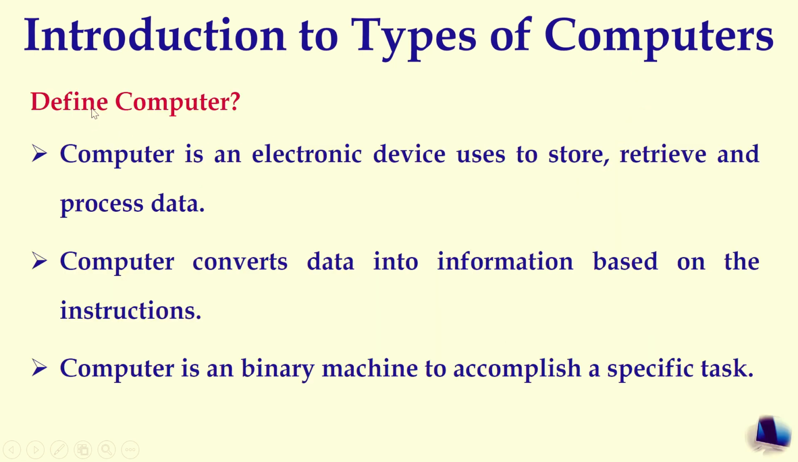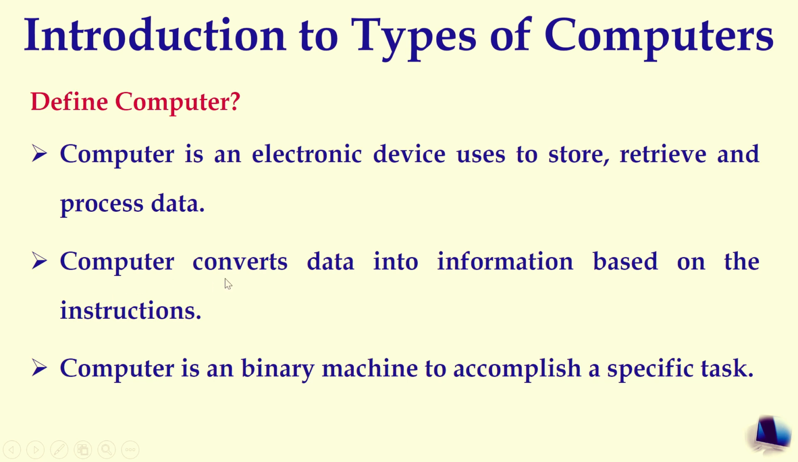So first, we'll see the definition for computer. What is a computer? Why do we need a computer? Computer is an electronic device used to store, retrieve, and process data. So what is a computer? It is an electronic device. If you want to store or retrieve or process the data or information, you need computers.